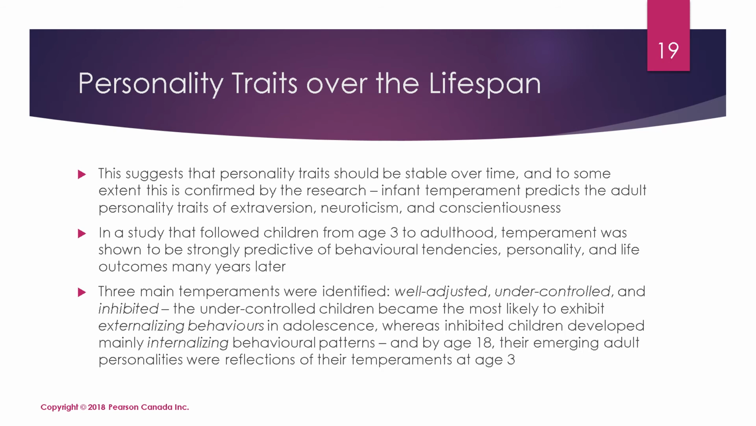In the study that followed the children from age 3 into adulthood, the under-controlled children were the most likely to exhibit externalizing behaviors in adolescence, such as fighting, lying, and disobeying, whereas the inhibited children developed mainly internalizing behavioral patterns. Things like worrying, crying easily, and ruminating are what we would label as internalizing behaviors. By age 18, their emerging adult personalities were a pretty good reflection of their temperaments at age 3. So we really did see a general level of stability across the lifespan.